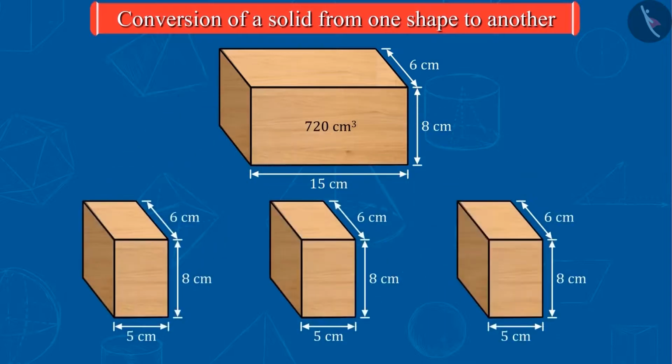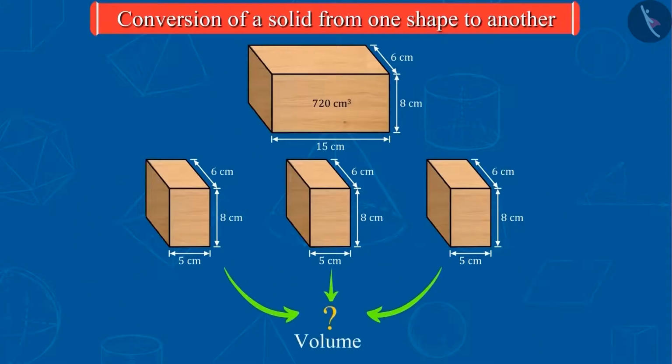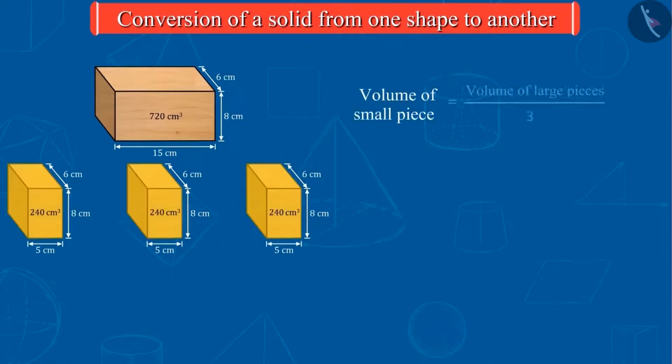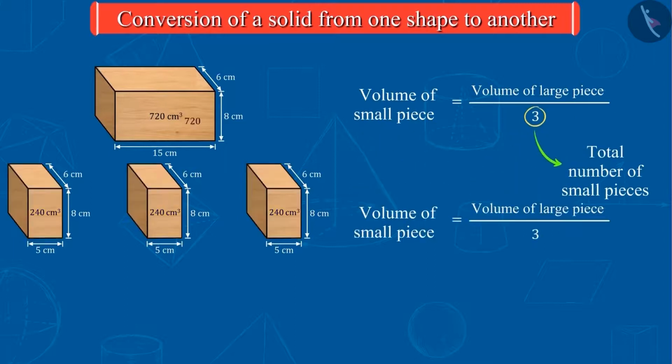If this piece of wood is cut into 3 equal pieces like this, can you find the volume of each small piece? Well done! The volume of each small piece is 240 cubic centimeters. You can see here that the volume of each small piece is equal to 1/3 of the volume of the larger piece. Let us see some more examples.